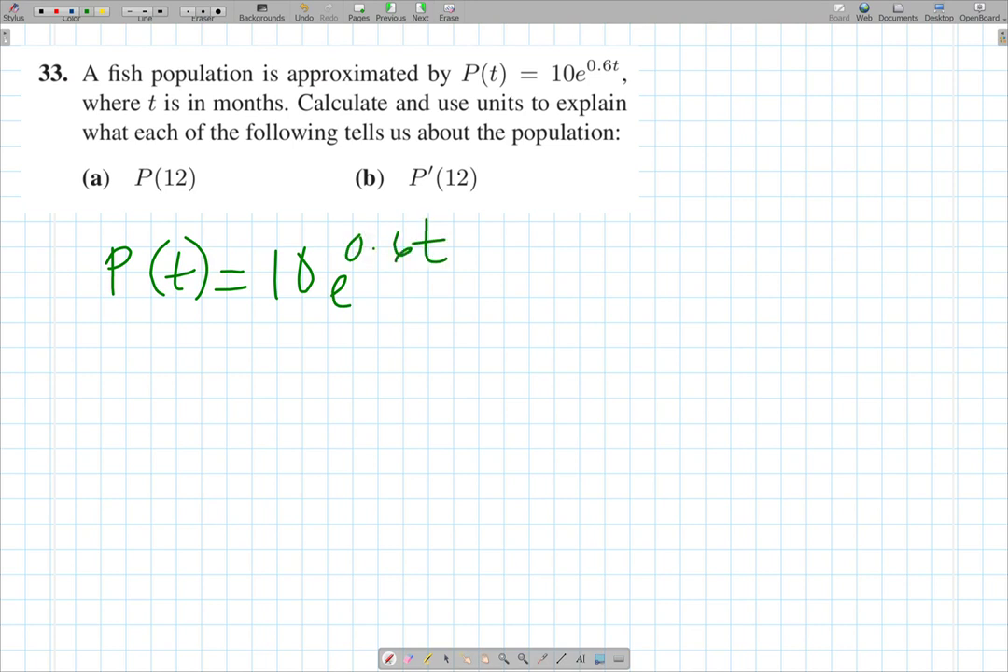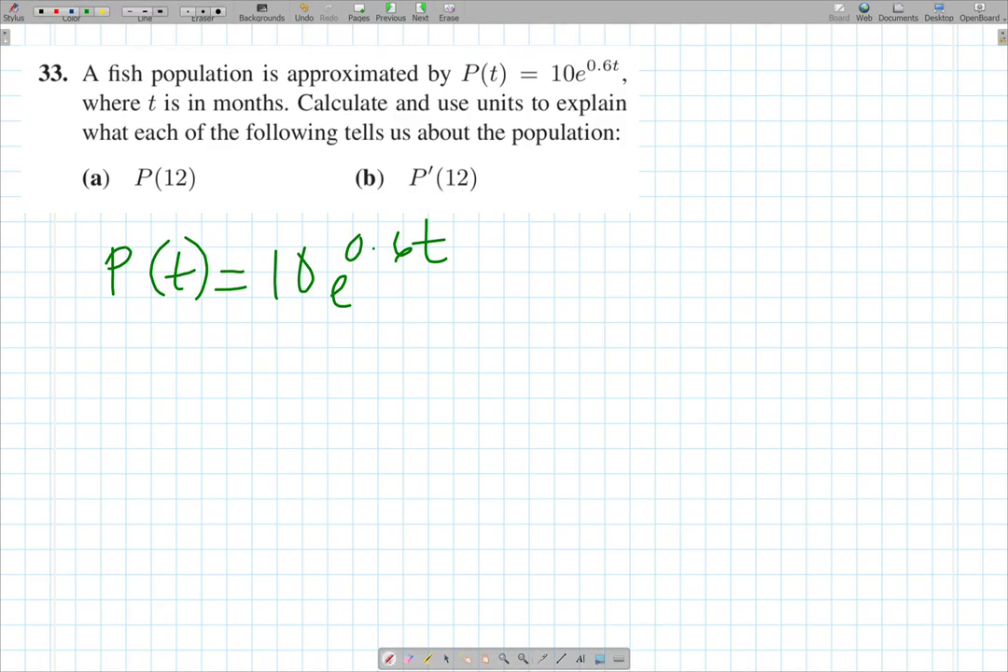Okay? So, ano kaya ang ibig sabihin ng P? Ang ibig sabihin ng P, of course, no? Sinabi dito, fish population is approximated by P of t. So, meaning, ang P natin, that is fish population, and then ang T natin, that is time measured in months. Kung t equals 5, that is 5 months. Kung 12, that is 12 months. Okay, so calculate the units explained. Now, what each of the following tells us about the population? So, P of 12. So, hindi pa tayo nag-derive, no? That is P of 12. Dito tayo mag-derive P prime of 12.